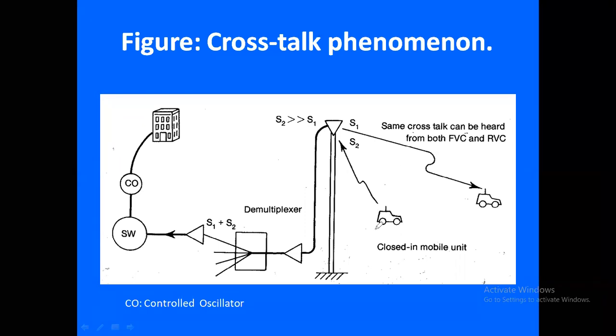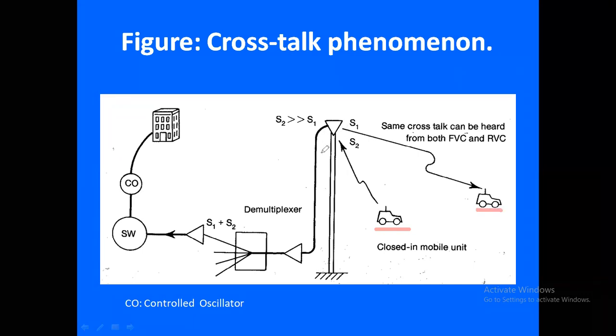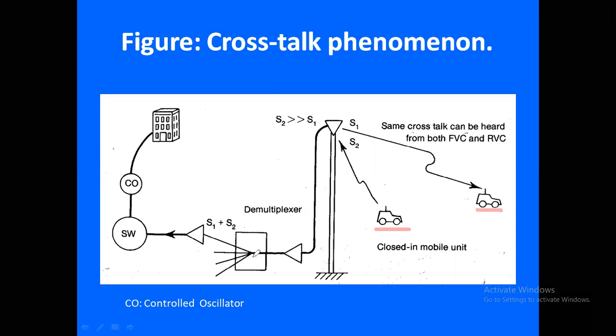So we have two mobile units, mobile unit A and mobile unit B. They are communicating with the antenna. This is the antenna, so it will go to the demultiplexer. The signal will be demultiplexed, then it will go to the switch, then to the control oscillator and to the building. So these two signals will interfere with each other. These two mobile units will interfere with each other.